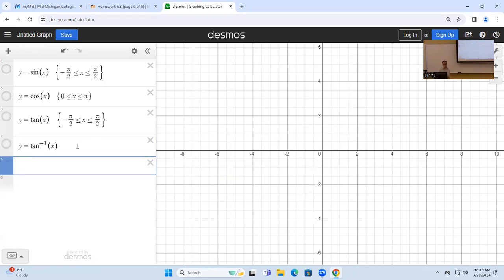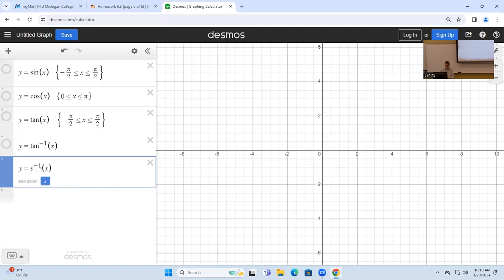Do you remember what sine was? Was sine even or odd? Sine was odd and cosine was even, right? So watch what happens when we plug in inverse sine. Well, that's going to be an odd function as well on its domain, right? For its domain and range, it's an odd function.